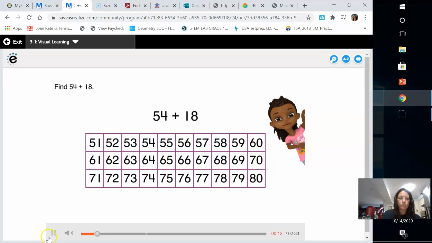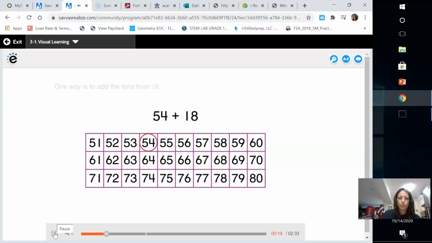Find 54 plus 18. Start at 54. One way is to add the tens from 18. So let's look at the number 18. Here it is. How many tens are in this number? Remember, this is the ones place, the tens place. How many tens are in this number? 1 ten. 1 ten is 10, right? So what they're going to do is first, they're going to add the 10.